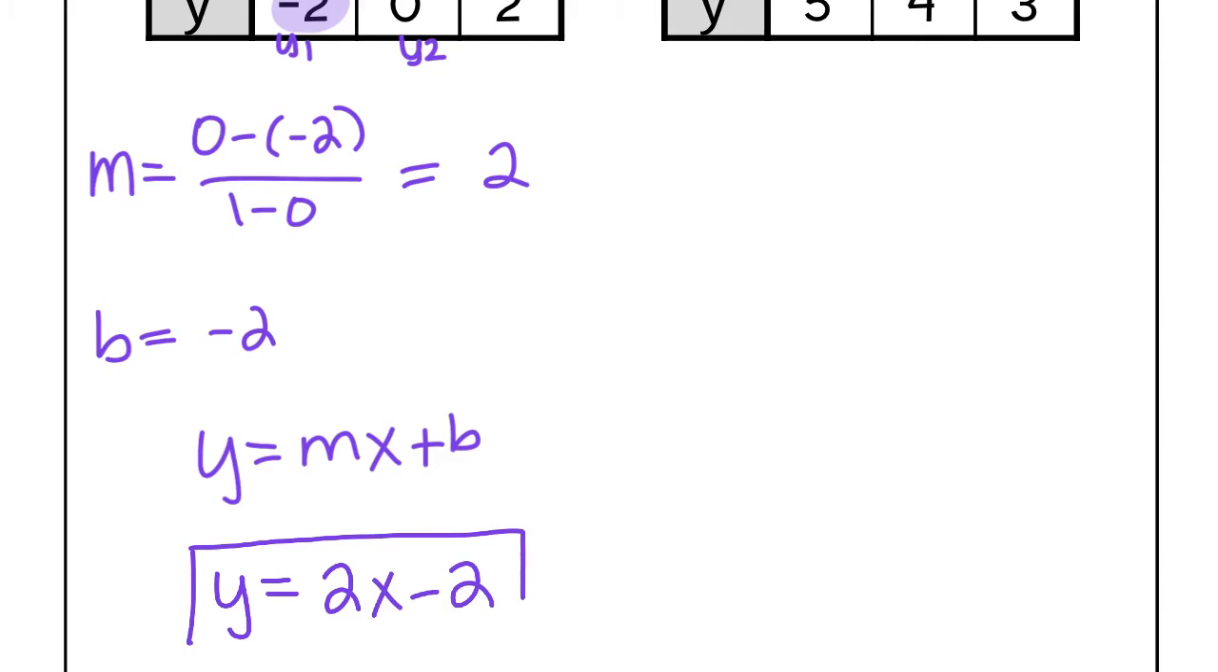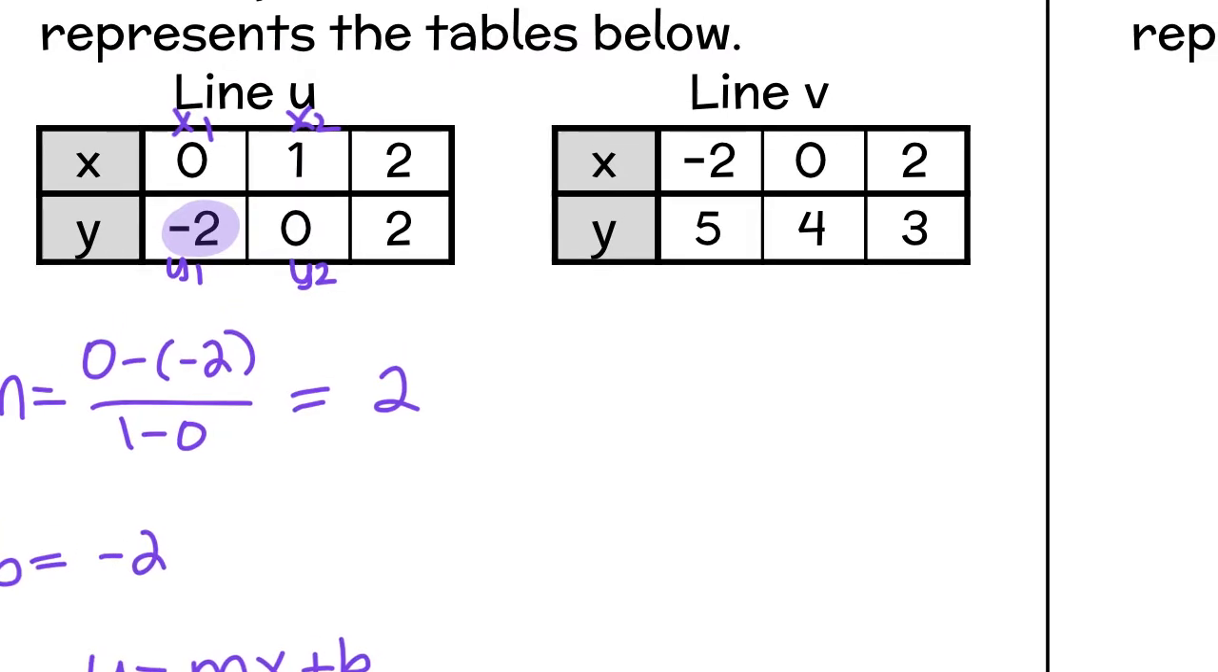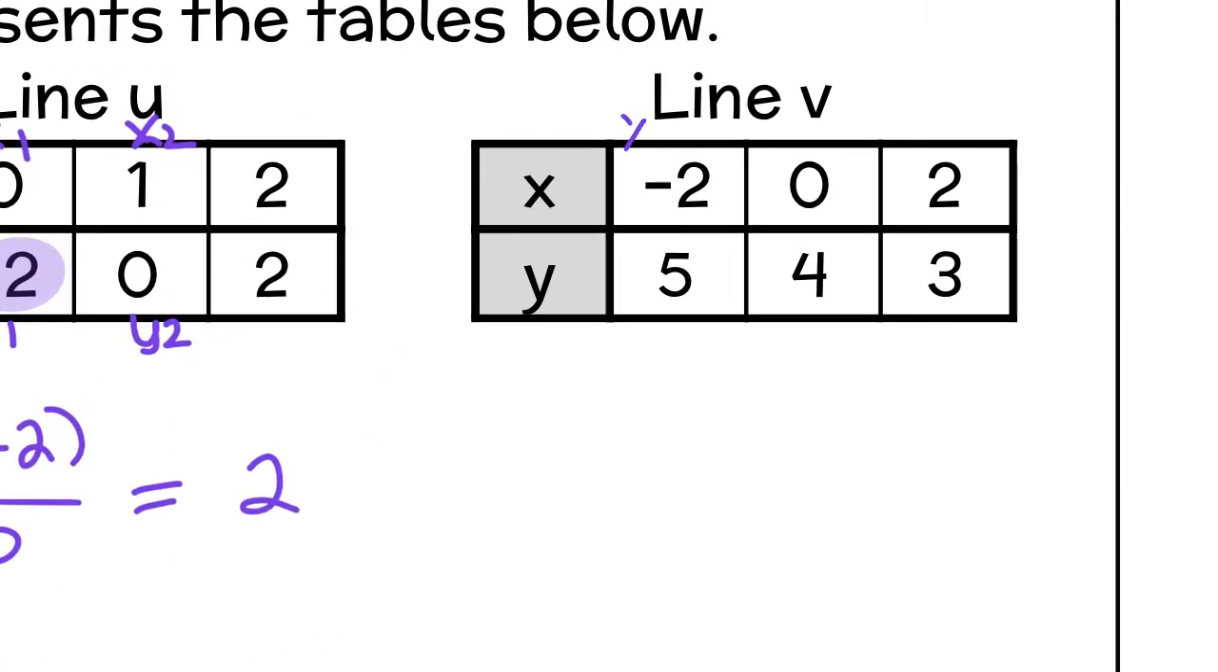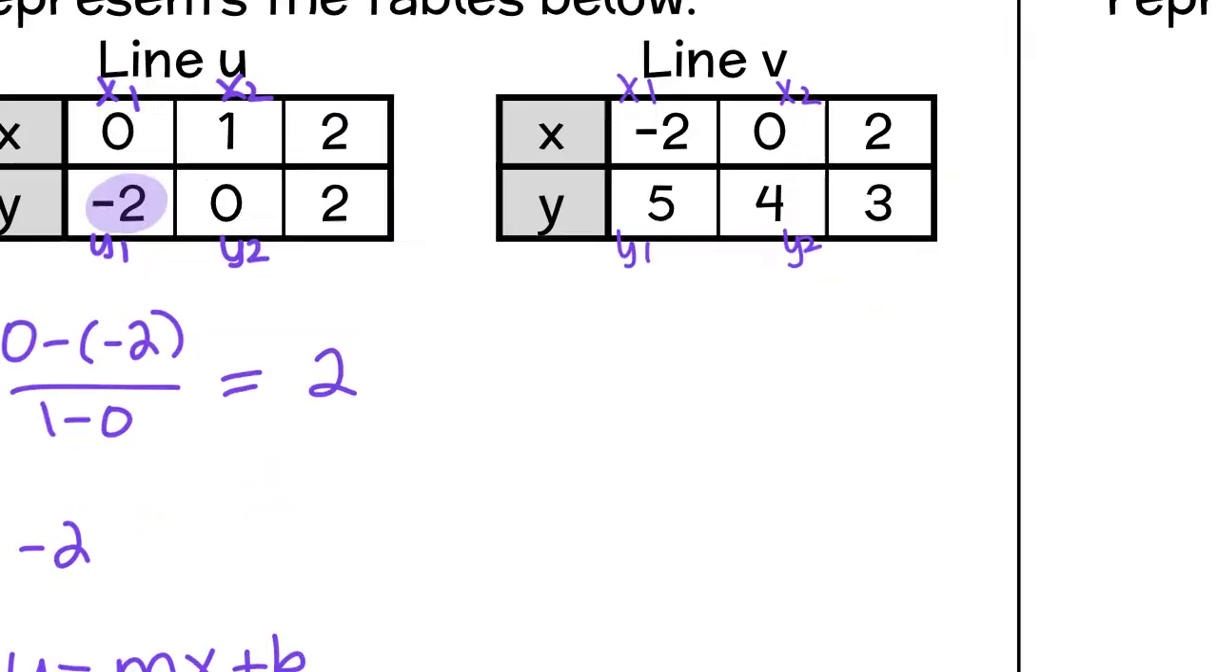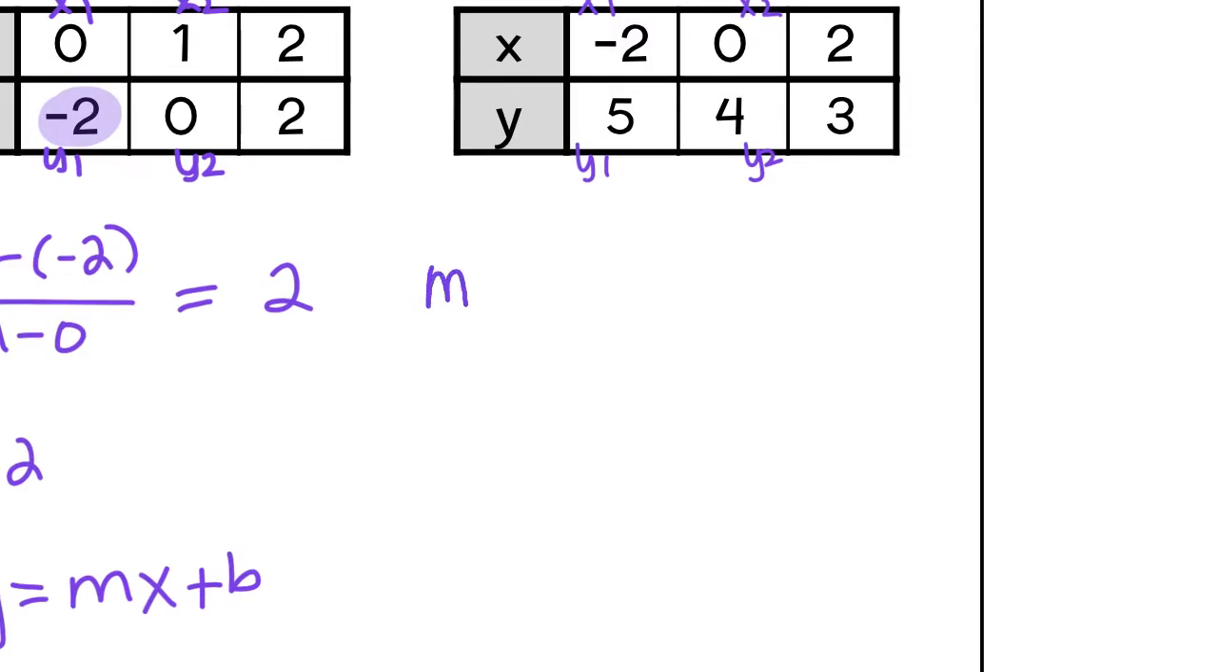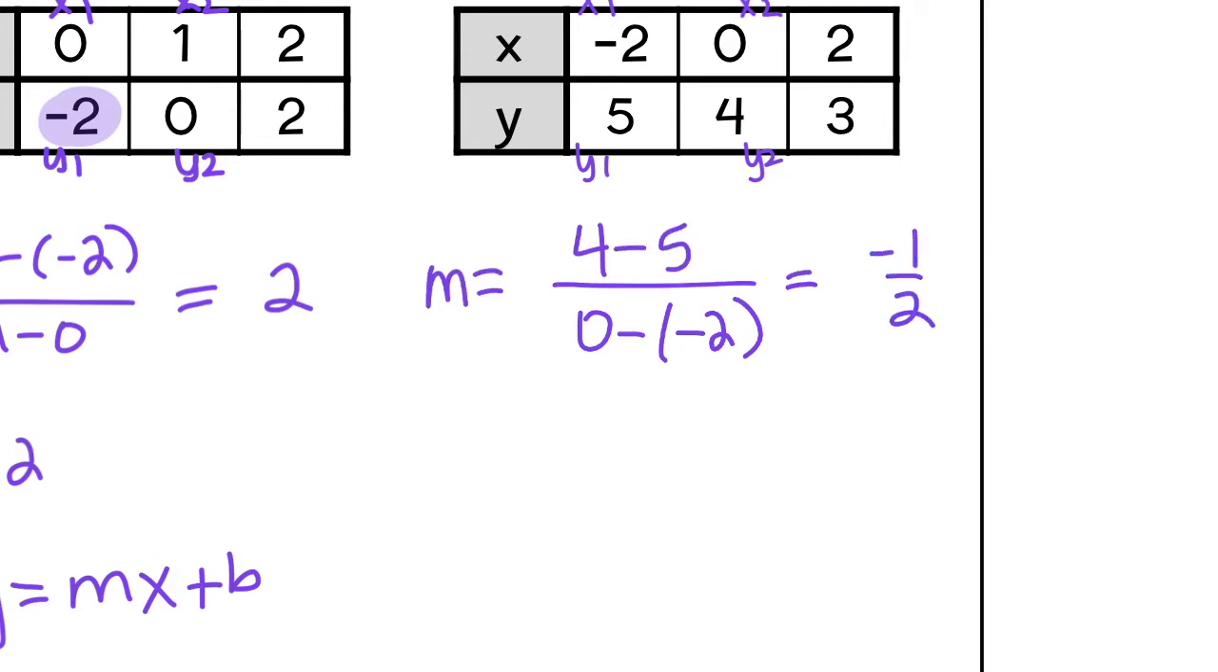But now I need to go and find the equation for the other table. So same thing. First, let's find our slope. So we need 2 points. Let's make this one be x1 and y1 and x2, y2. So let's start off by finding our slope. So we need to subtract our y's on the top. So 4 minus 5. On the bottom, we need to subtract our x's. 0 minus negative 2. So when you put this into the calculator, you get negative 1/2. So that's my slope.